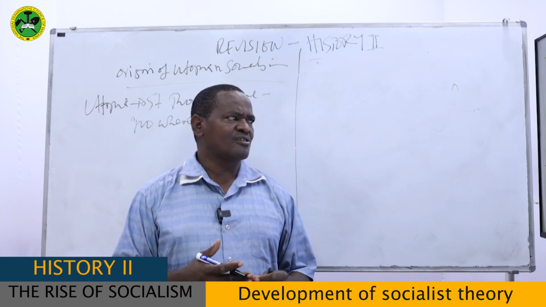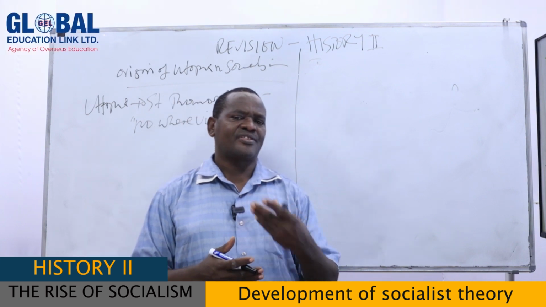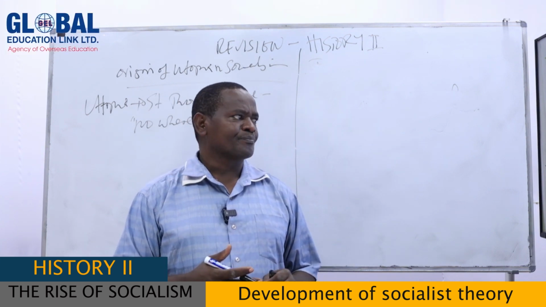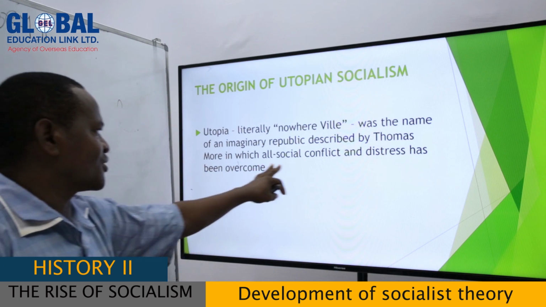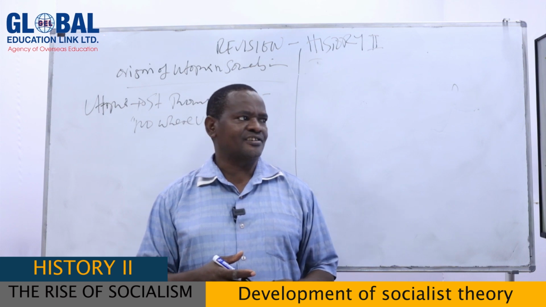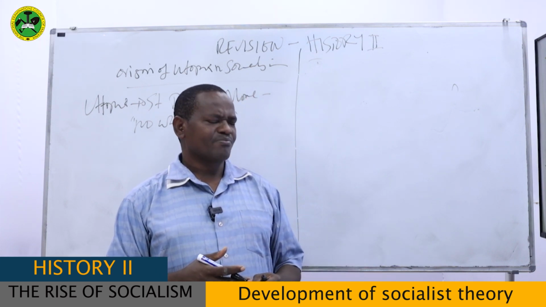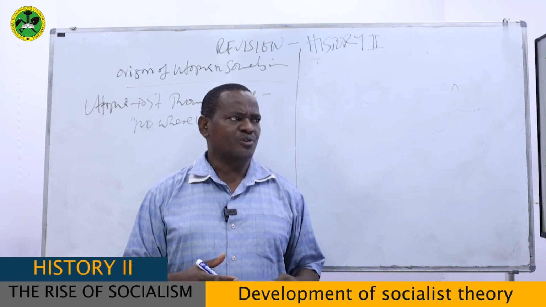That is the idea of people like St. Thomas More, and this is exactly where they built up their theories from. And as you can see, he said that in that society, social conflict and distress will be overcome. There will be no social distress and conflict. This is the meaning of utopia.